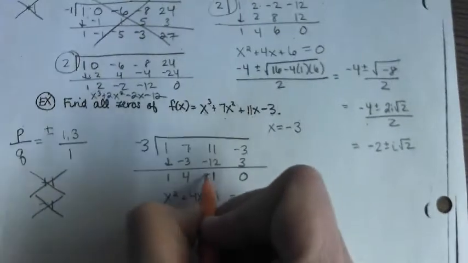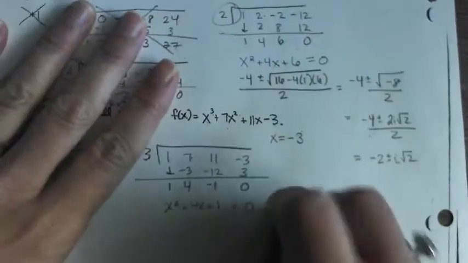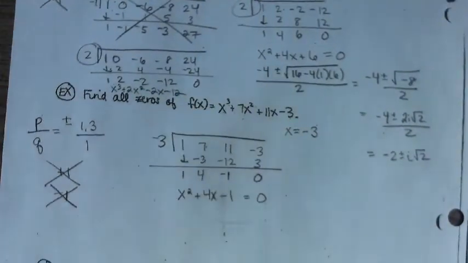Oh, yeah. You're absolutely right. Good catch. Negative 3, negative 1 gives me 3. So it still works. It just would have screwed up this, and then it would have screwed up my other two roots. Kendall?